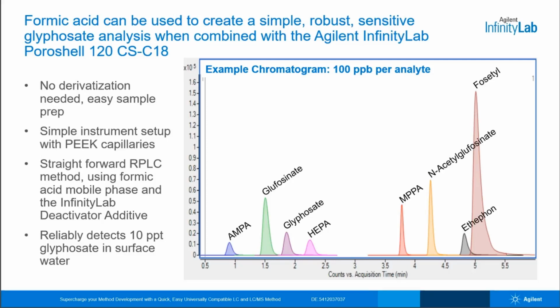A few other selling features of this reverse phase method is that sample preparation is also easy, with no derivatization in this case needed. And because glyphosate is known to be a metal sensitive compound, peak shape and sensitivity are improved by the use of a PEEK flow path and adding the InfinityLab Deactivator additive to the eluent. Agilent supplies most of its columns now in PEEK hardware, which is very, very good if you do have sticky compounds. I should also note that this separation is accomplished on the new Agilent InfinityLab Poroshell 120 CS-C18 column, which I will tell you more about later.